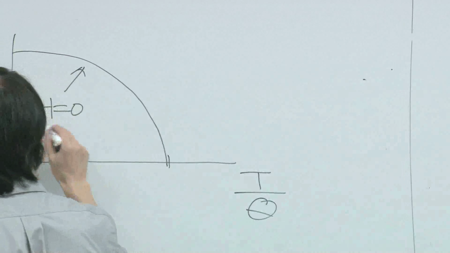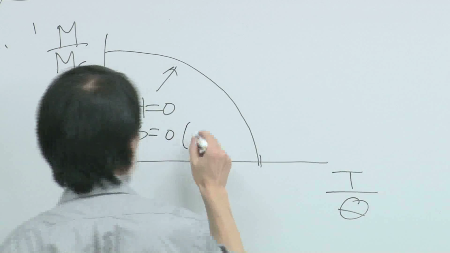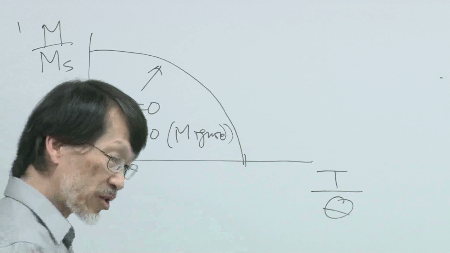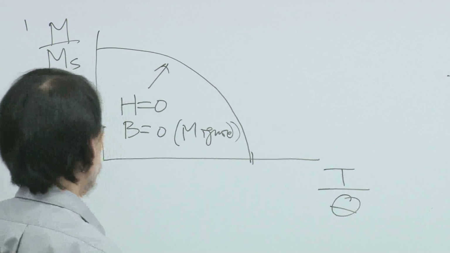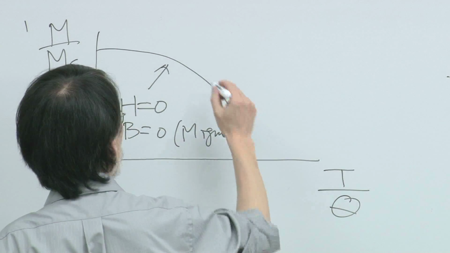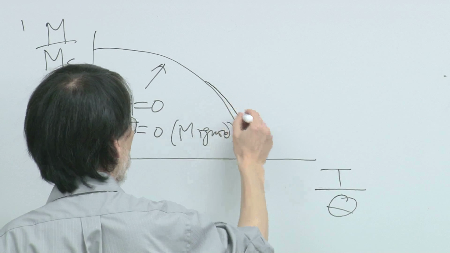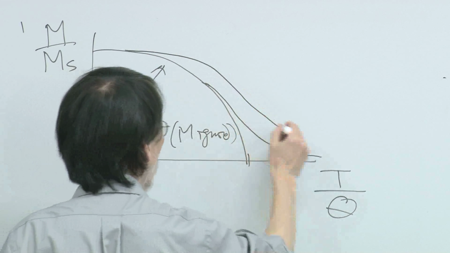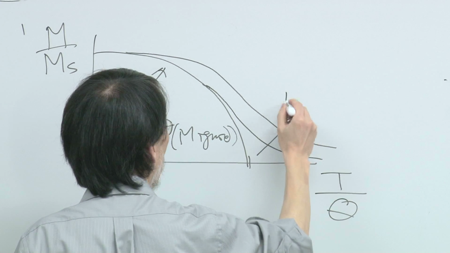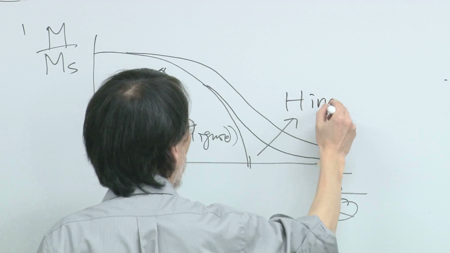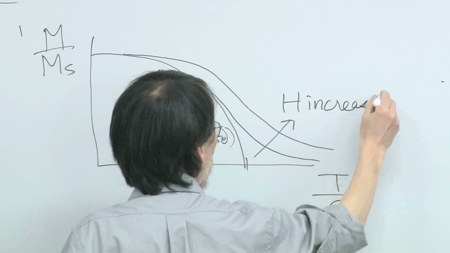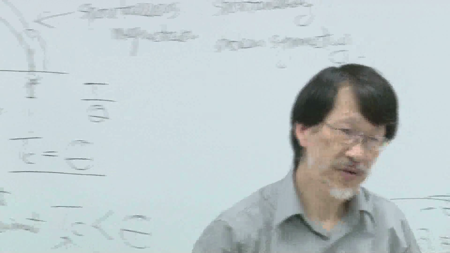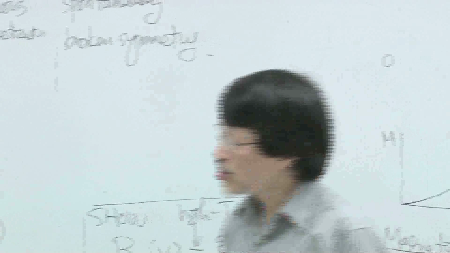Therefore, B field is 0 if you ignore the magnetization. Okay? Magnetization is small in comparison with the H field you apply, so it's okay. Now, when you raise the magnetic field, this curve goes like this. You can show this only by doing numerical calculation of the mean field approximation.